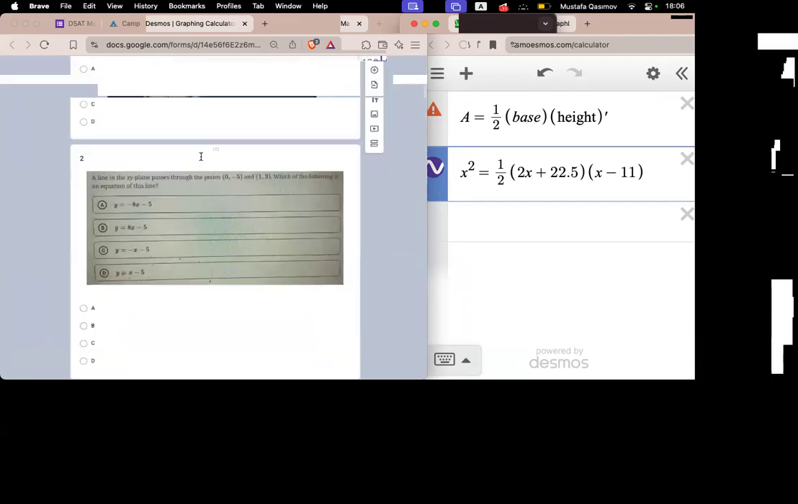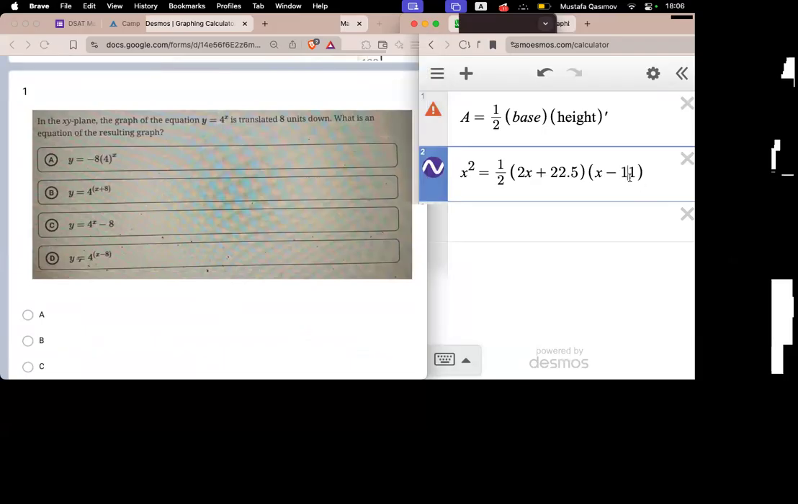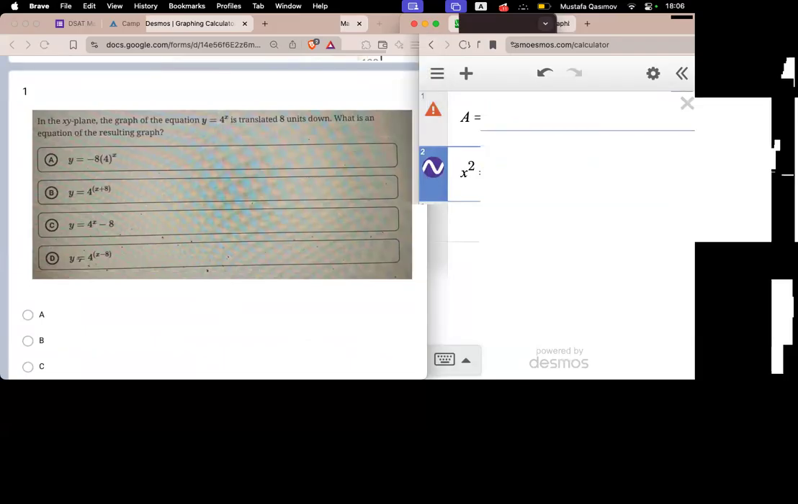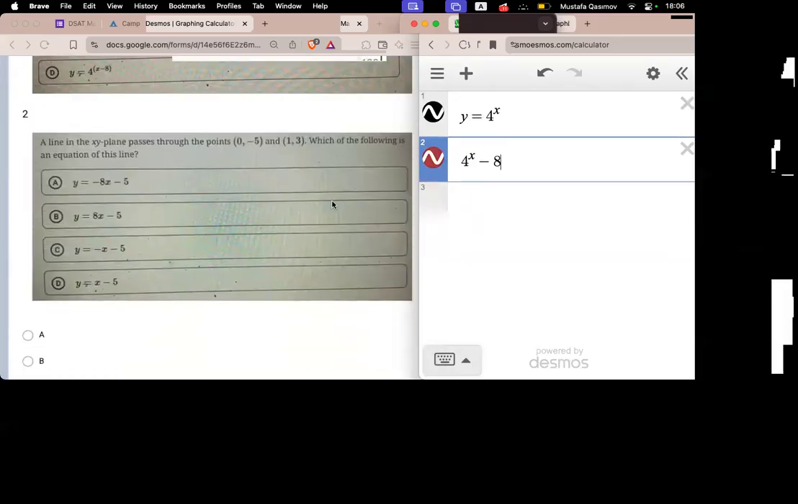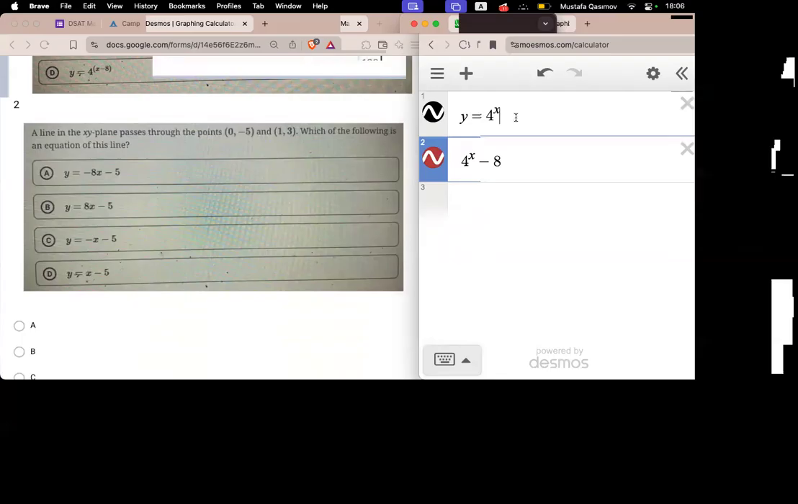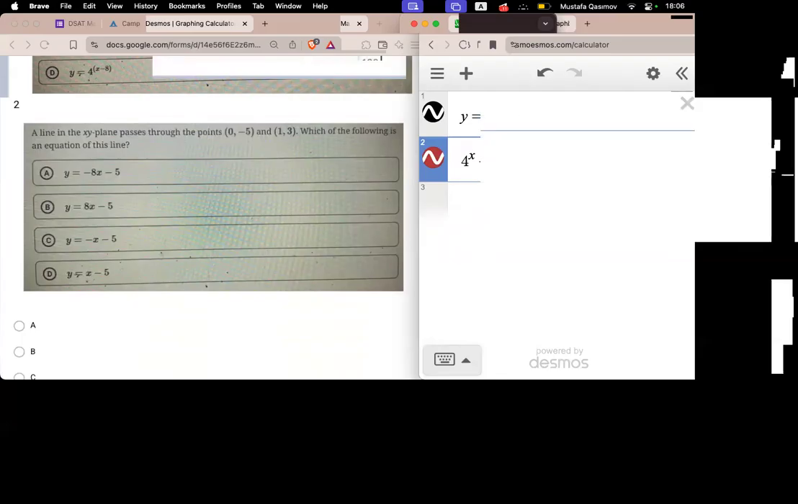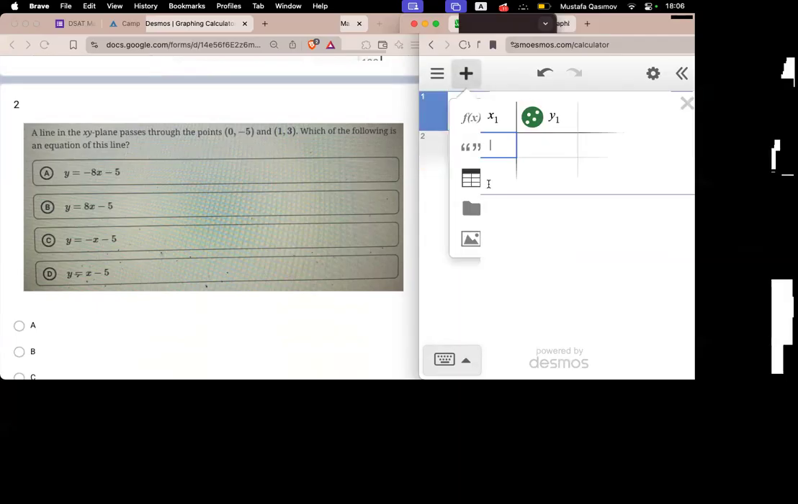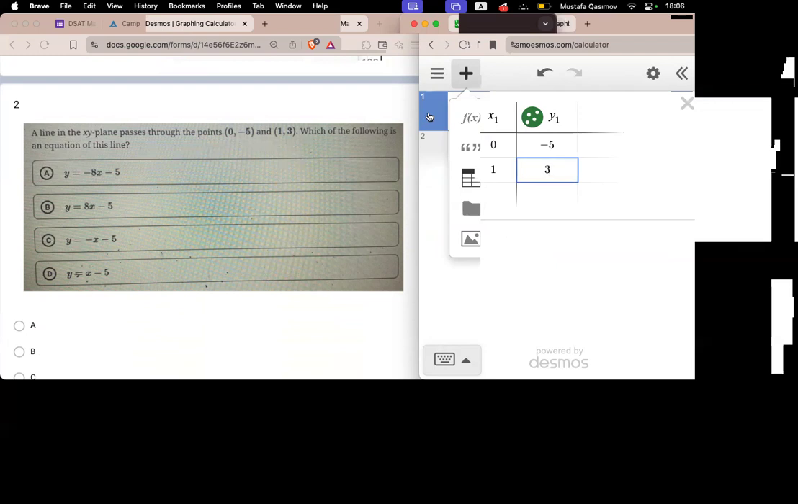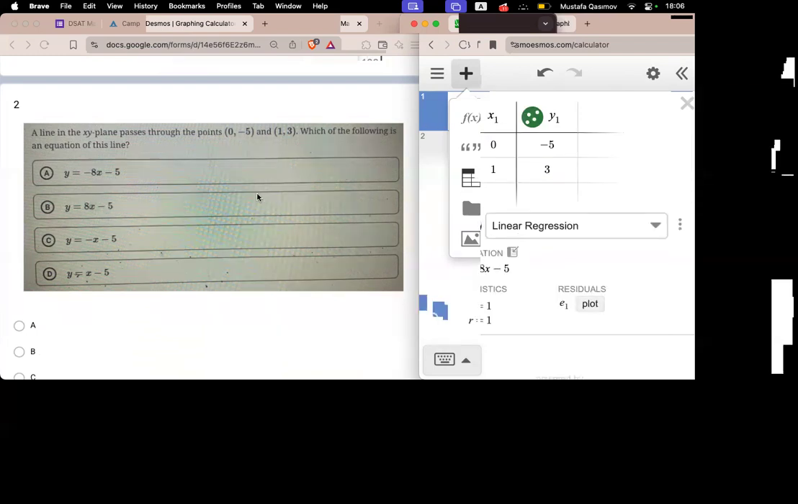Okay, let's look. First one. Y is equal to 4 to the power of x. It's translated 8 units down. If it's 8 units down, it means that it will be like that. Answer is C. Second one. What's the equation of the line which passes through these 2 points? You have to create a table: 0, -5, 1, 3. Then you have to press that one and you will get answer B.